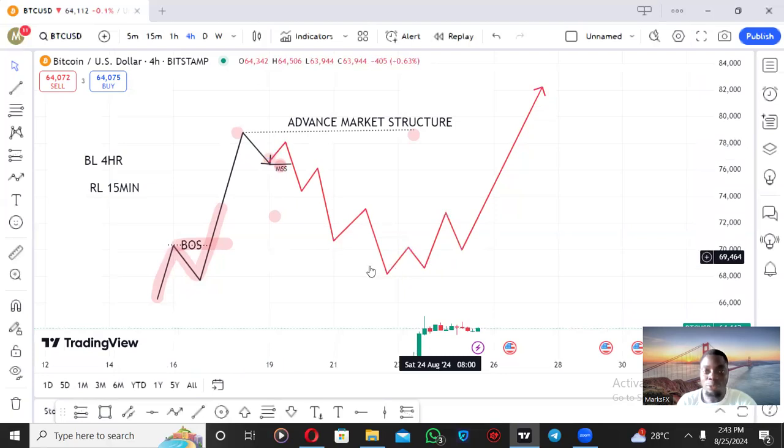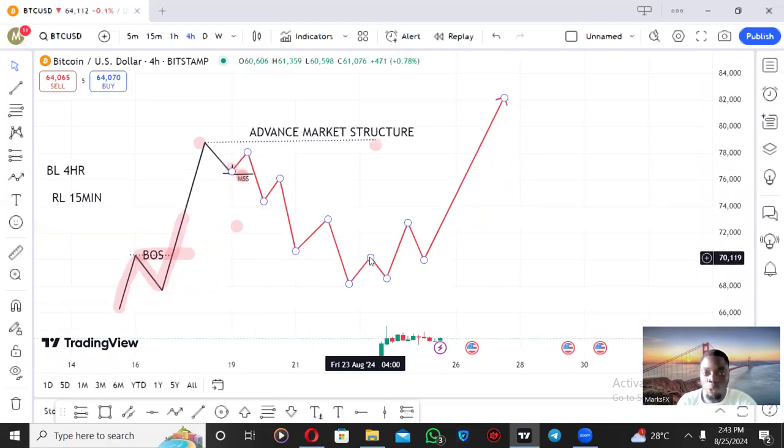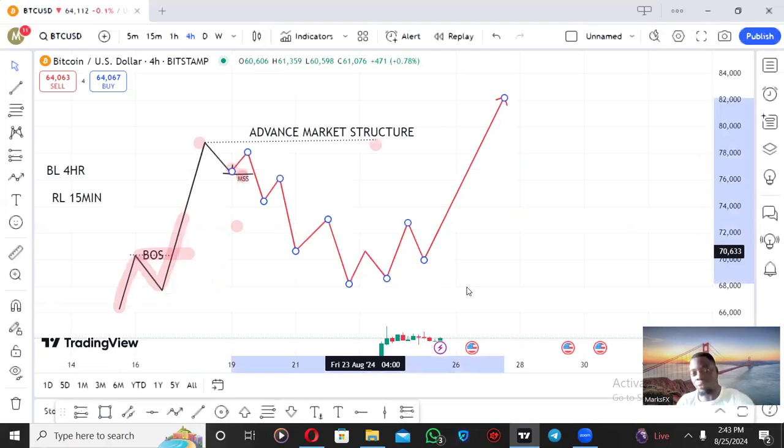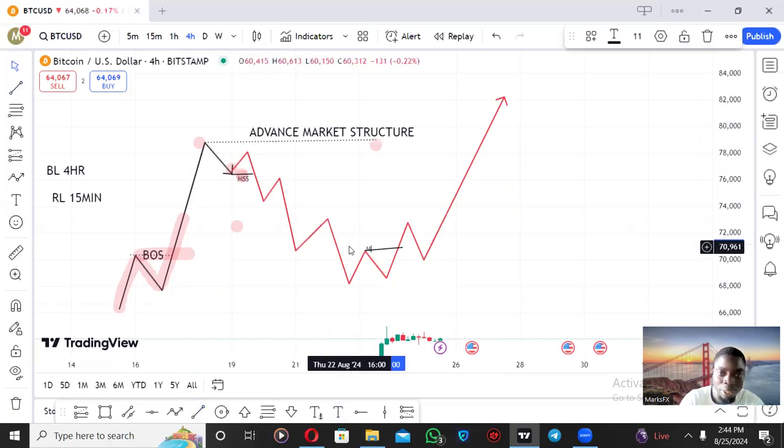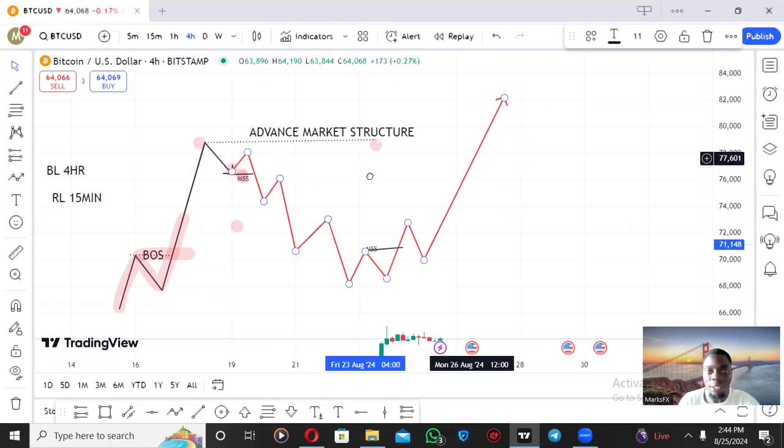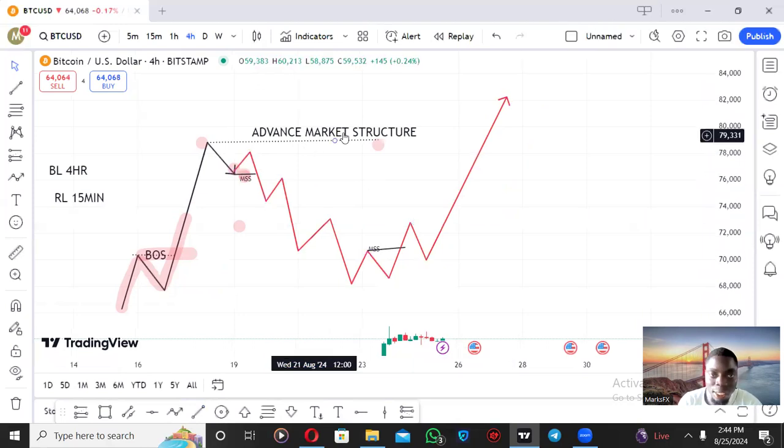Now for price to tell you that it wants to move up again, in line with the overall trend, it will have a shift in market structure. And this is where we have it here. That is a shift in market structure, which is telling you that price wants to move up in line with the trend.